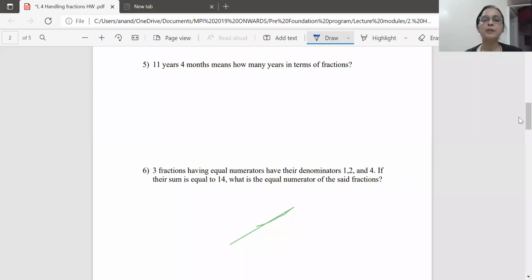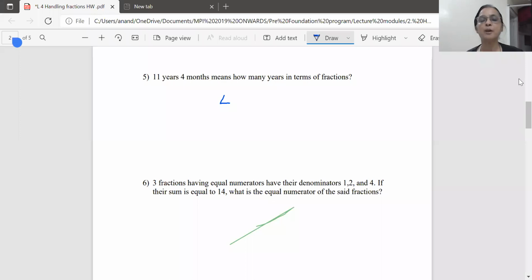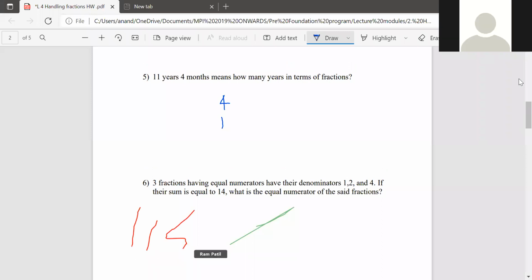Now, 11 years and 4 months means how many years in terms of years? What will be the denominator of the fraction? I want to find the fraction of 4 months. 4 months will become how many years? So it will be 4 upon 12. 4 upon 12 will be 1/3 of a year.